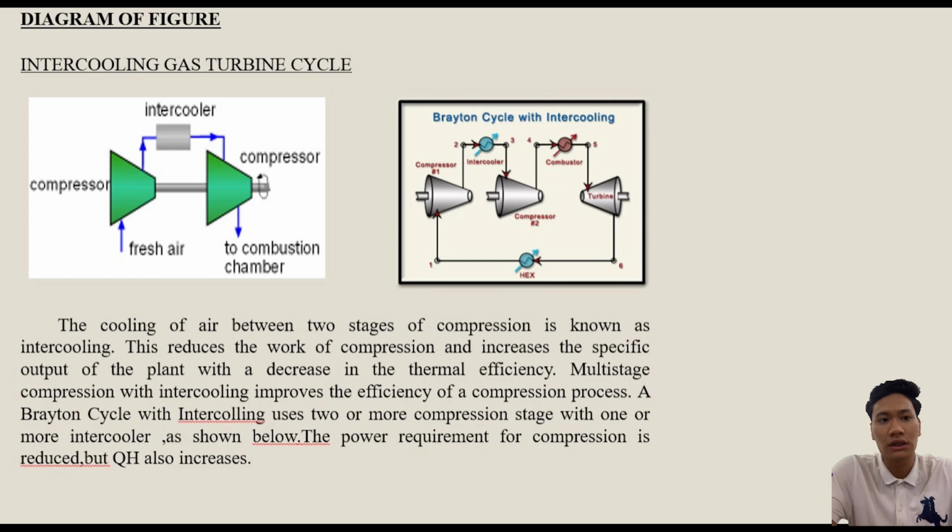Next, we go through the Brayton cycle with intercooling. A Brayton cycle with intercooling uses two or more compression stages with one or more intercoolers. As shown below, the power requirement for compression is reduced, but QH also increases.